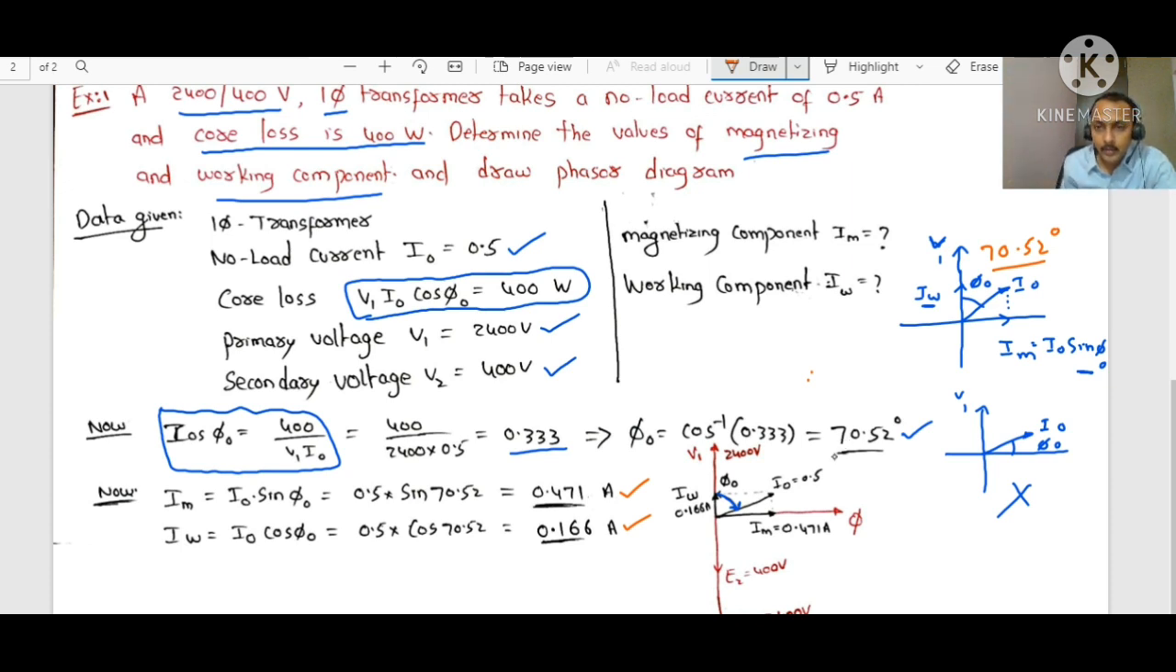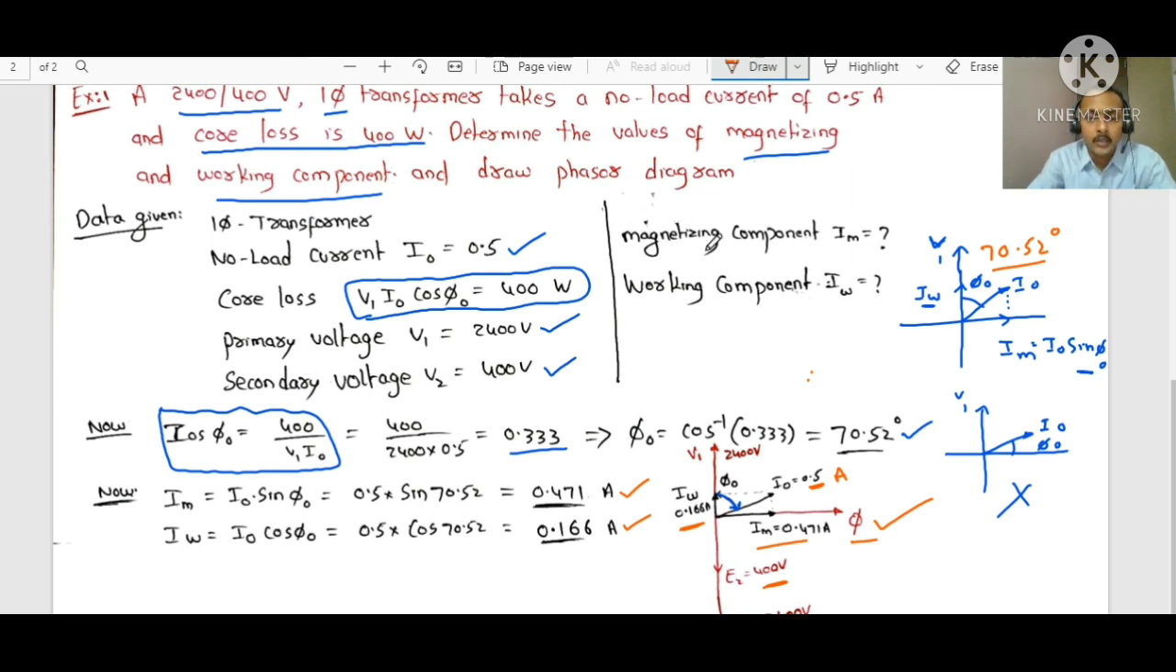So here, as we have discussed, Im and phi will be in phase. That is what we have drawn here. Im and phi are in phase. V1 and I0 will be at an angle phi 0. That is what we have drawn here. That angle is around 70.52 degrees. I0 magnitude is 0.5 amps, and the horizontal component Im equal to 0.471. Vertical component Iw equal to 0.166. E2 is 180 degrees out of phase with respect to V1. E2 is 400 volt, right? So this is how we can solve this problem.